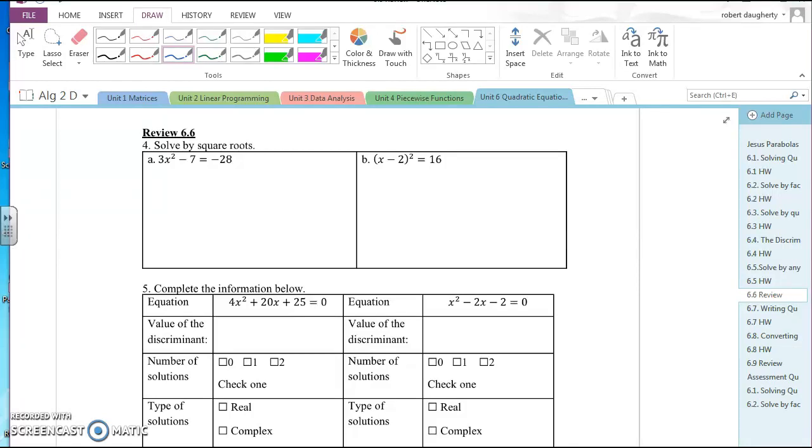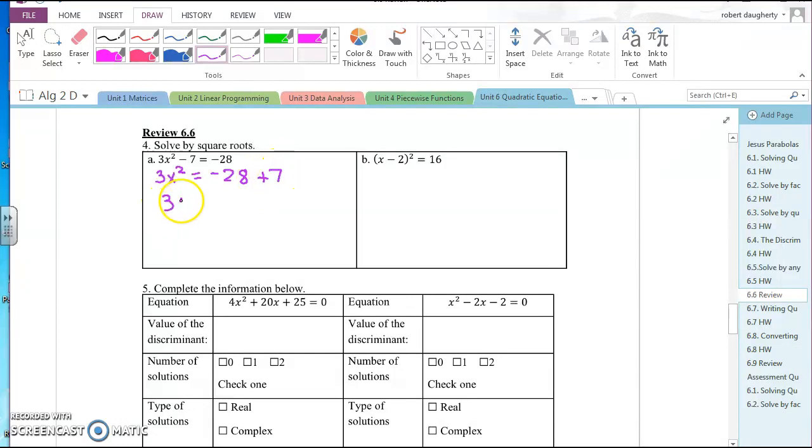Okay, page 2 of our review. Let's continue on. Solve by taking the square roots. I can take the square roots if I can get something squared on one side of the equation. So in this particular case, I can write 3x squared equals negative 28 plus 7.